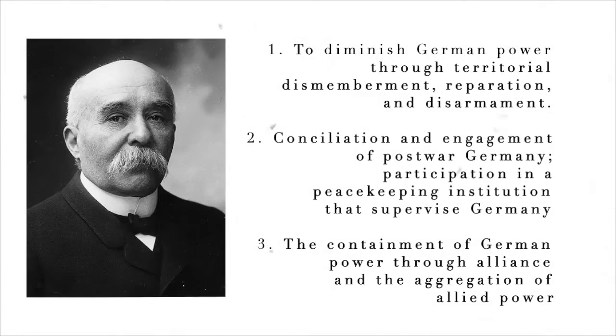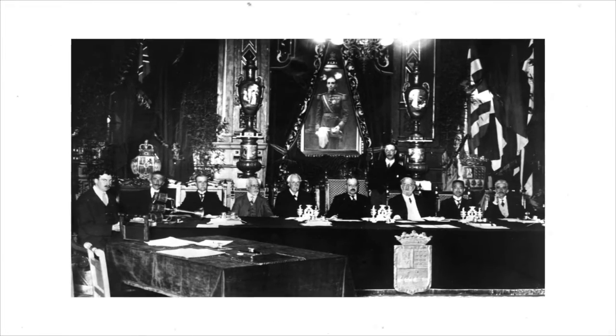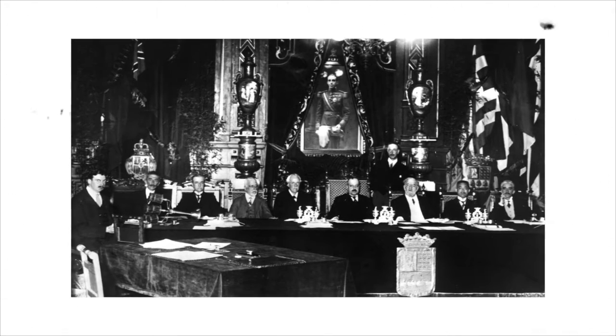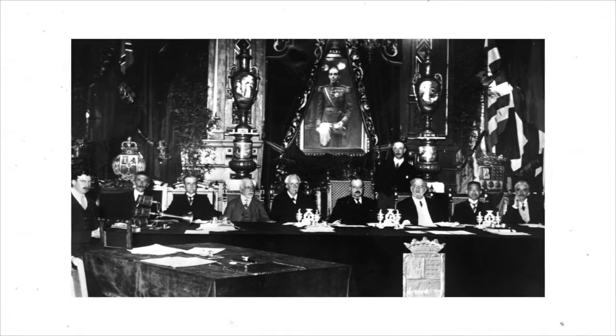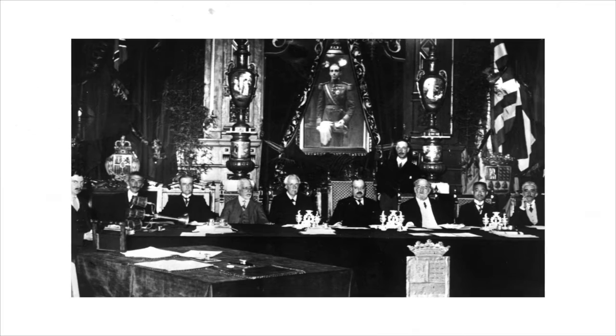1. To diminish German power through territorial dismemberment, reparation, and disarmament. 2. Conciliation and engagement of post-war Germany, or the participation in a peacekeeping institution that would supervise Germany. And lastly, 3. The containment of German power through alliance and aggregation of Allied power. In 1919, Clemenceau proposed the framework of the League of Nations as a more traditional alliance with international army and general staff. This would put France in the position of power that it desires and protect it against any future emerging threats.